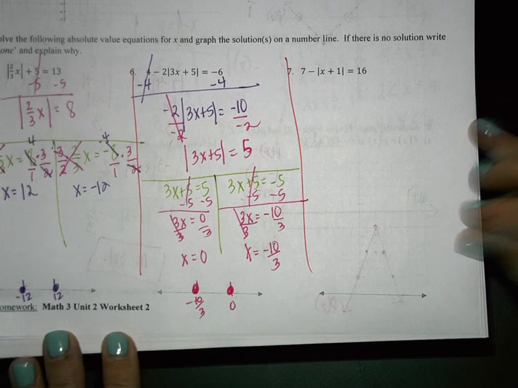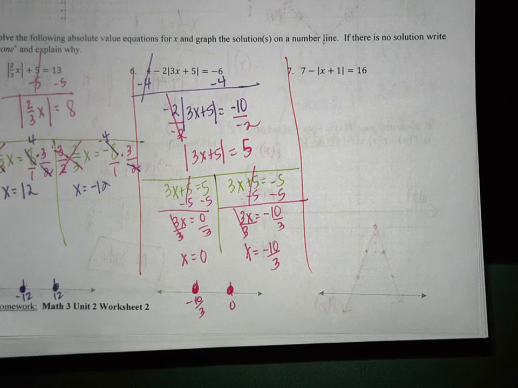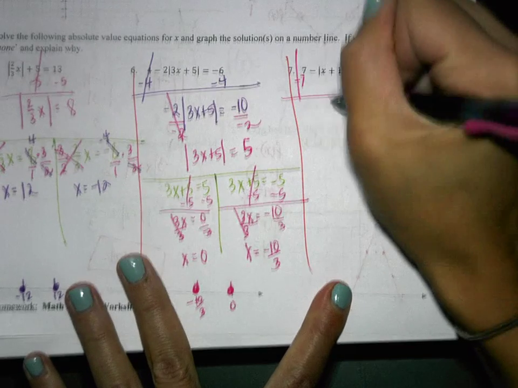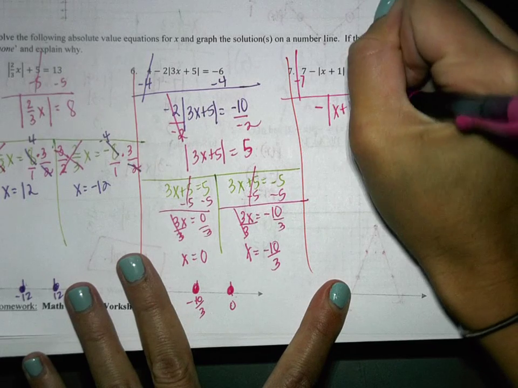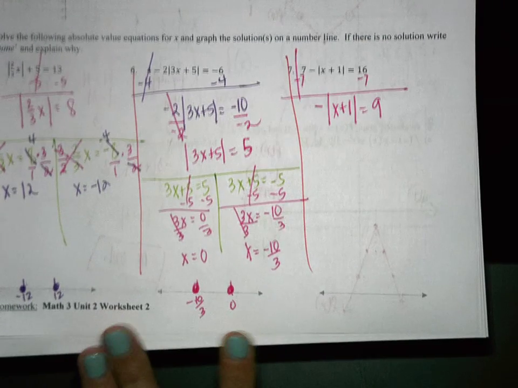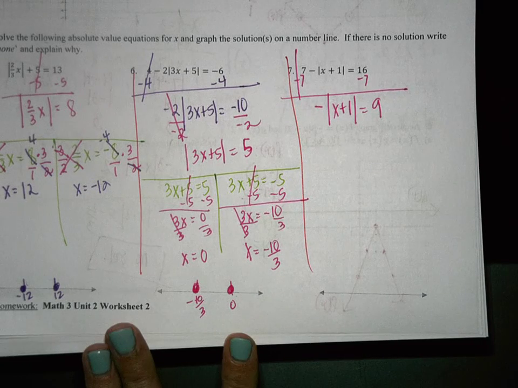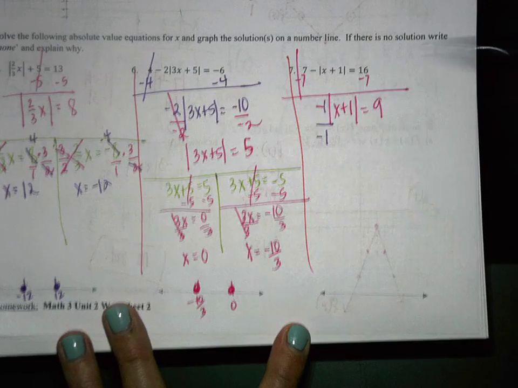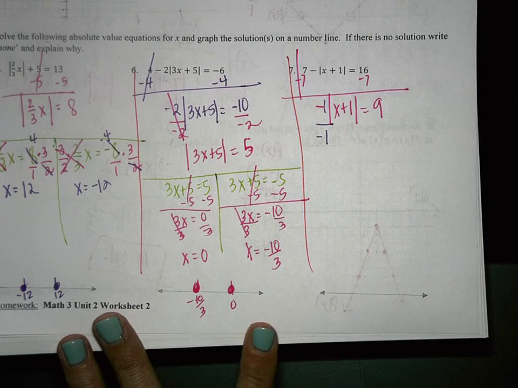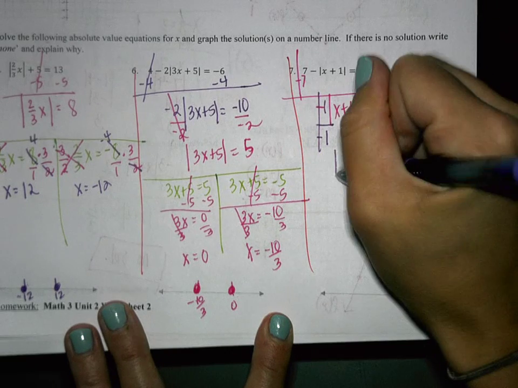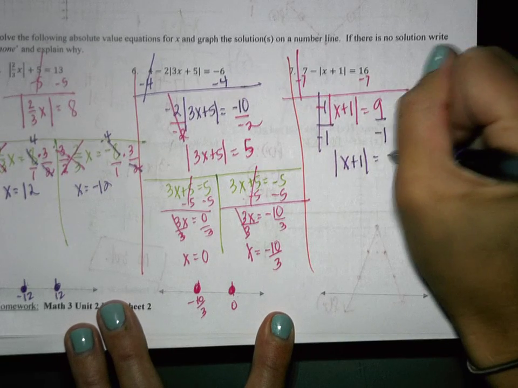Okay, based on what we learned there on number 6, what will I do first to this problem? Very good. Subtract 7 is correct. We get negative absolute value of x plus 1 equals 9. Don't lose the negative that's in front of that absolute value. What will I do now? Very good. We're dividing by a negative 1 because really there's a negative 1 in front, right? When there's just a negative there. I divide by negative 1 to both sides, so that makes it a positive. Absolute value of x plus 1 equals negative 9.